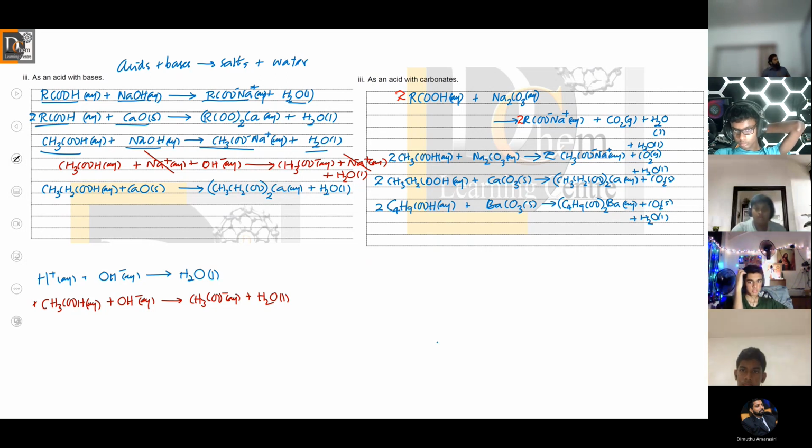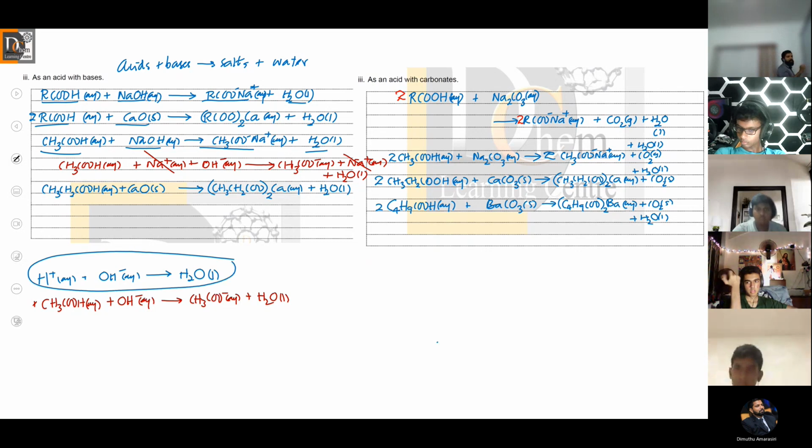Usually, do you know that this is a neutralization reaction? Acid, base, salt, water. What's a neutralization reaction? Acid, base, salt, water. So this is a neutralization. What is the typical ionic equation for a neutralization reaction? This: H+ and OH- give you water. Also sometimes this is accepted in the exam: H+ and O2-, that is with oxides, give you water.